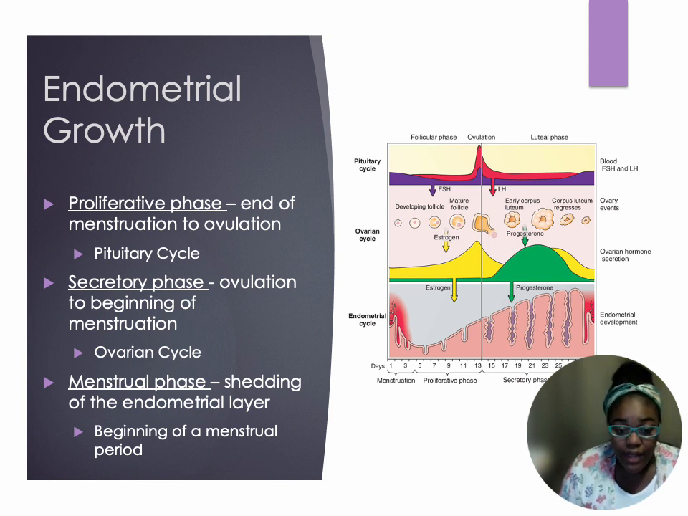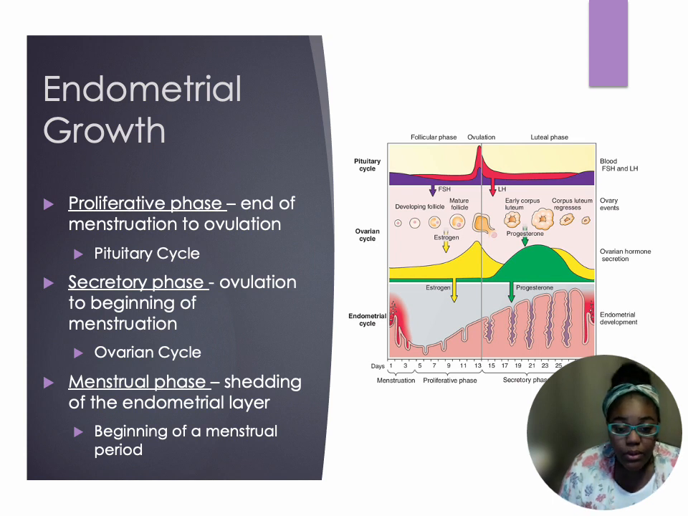Now, there are different phases that we see with the uterus. We see the proliferative phase, the secretory phase, and then the menstrual phase. So do not get this confused with the actual phases of the luteal phase or the follicular phase. When we talk about that, that's actually the oocyte, or the pituitary cycle that we're discussing.